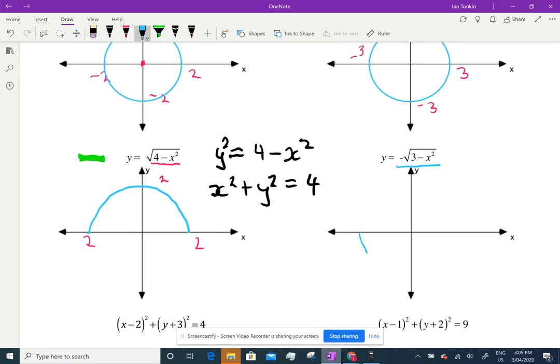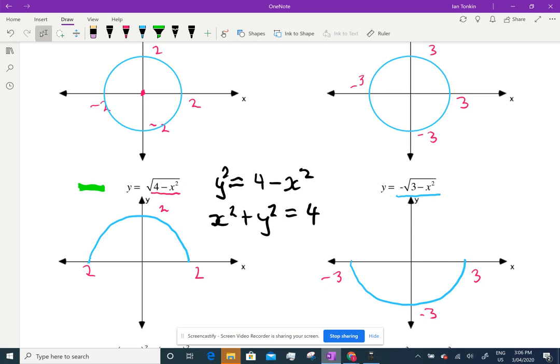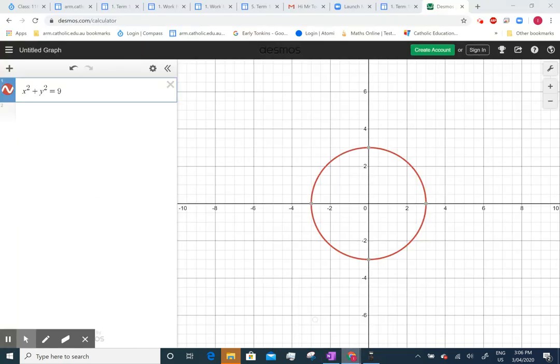I knew this would be hard. It's the bottom half. That'll do. It's the bottom half of this circle. So -3, 3, and -3. All right, so they're your standard ones. And I'll just show you on Desmos how it works.